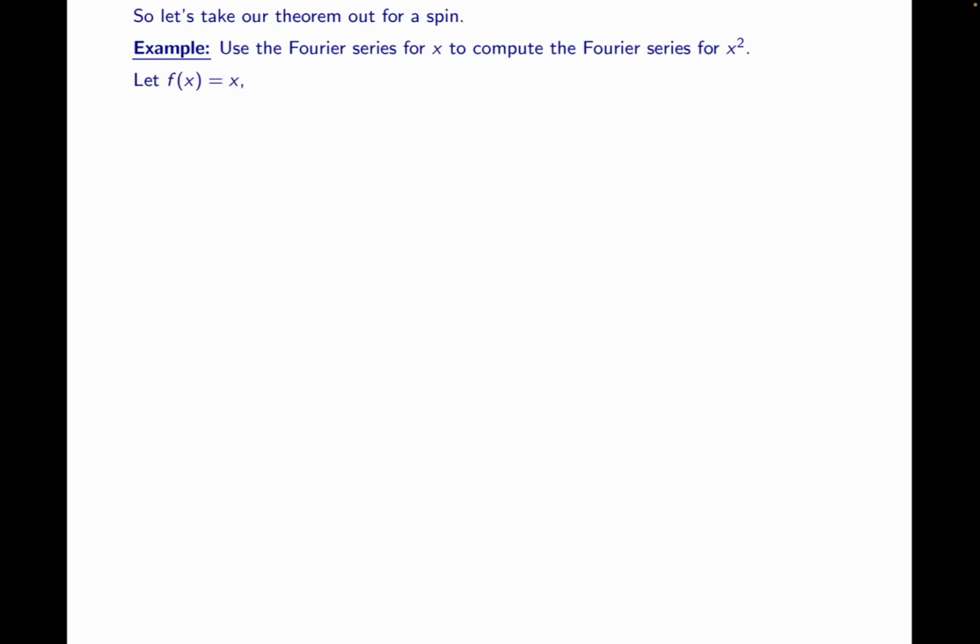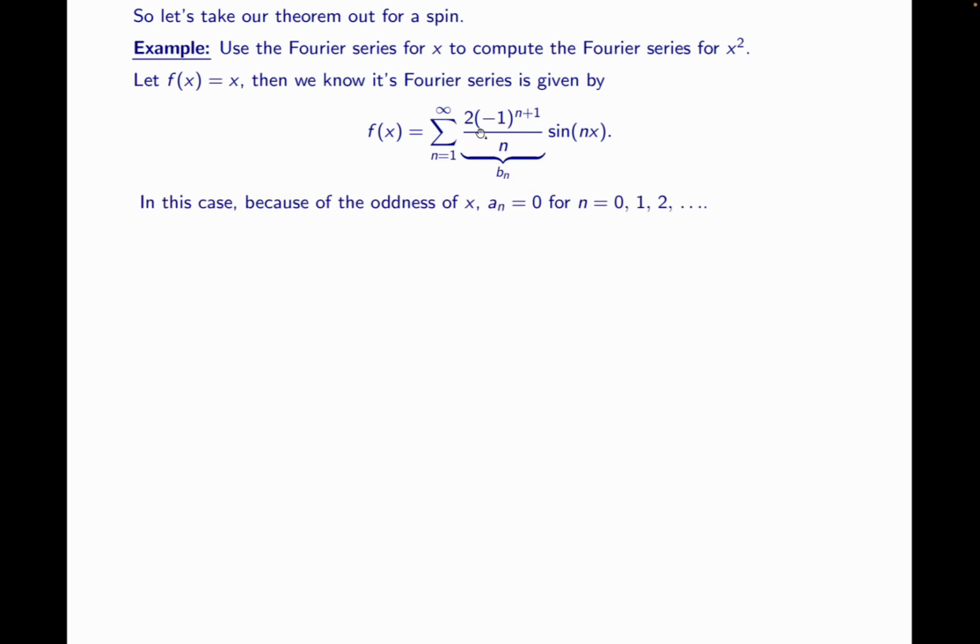Let f of x equal x. As I mentioned already, we know its Fourier series. So these coefficients here are what we call Bn. It's the inner product of f with sine of nx divided by pi. We get exactly this value. And in this case, because of the oddness of x, f is just a sine series. So there are no cosine terms, and there's no constant term. So an is 0 for n equals 0, 1, 2, and onward to infinity.